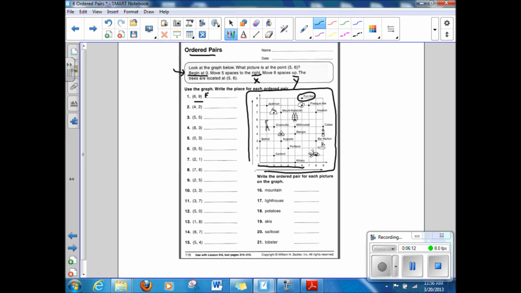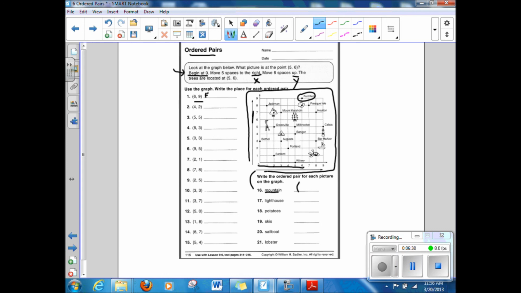If we look at the instructions now above number 16, it says write the ordered pair for each picture on the graph. Well, we have to find a picture of the mountain. Well, let's see what it looks like. Oh, it looks like that one right there. And there's a dot right in the center of that mountain, so a point right in the middle of that mountain, and it tells us that, oh, it's at 2. And oh, if you go up the y-axis, you'll see how far that is.